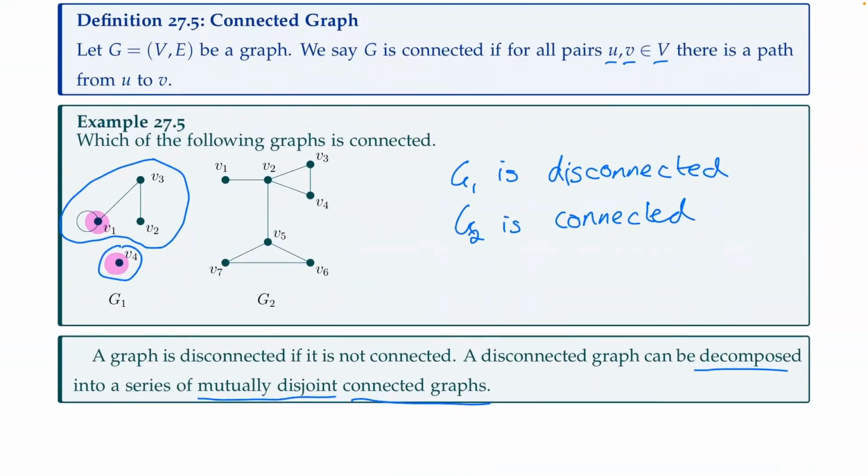So like I said, a connected graph is one where we can take any two vertices in that graph and draw a path between them. In this case, G2 here is connected. I can choose any two nodes or vertices here and find a path between them. I can't do that in G1. It's disconnected because there's no path that exists between V4 and any other vertex here.